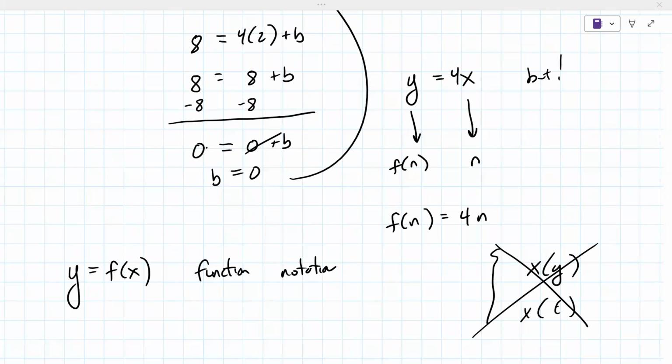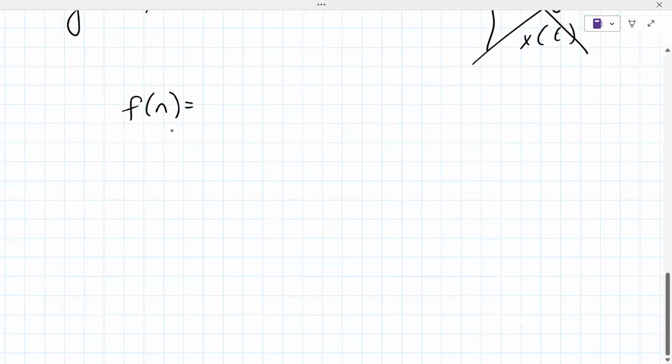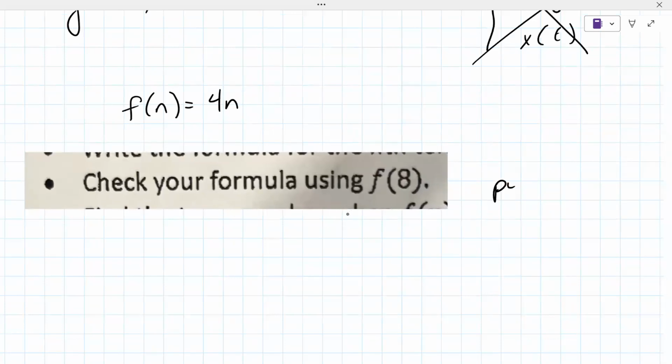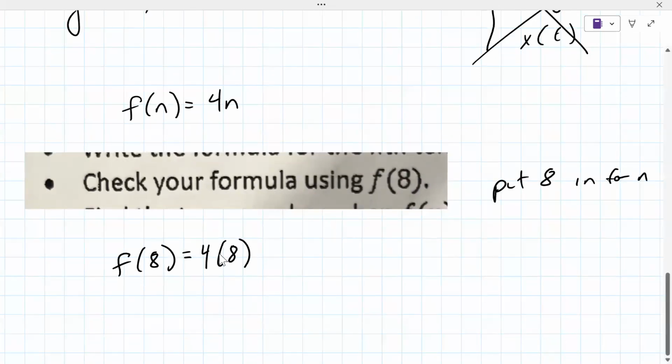If I could go back and find that, of course, I can't find it. It's on a different page. There it is. Okay. It says to check your formula. Let me snip this in here. So we have f of n equals 4n. And it says here to check your formula using f of 8, meaning put 8 in 4n. So f of 8 means wherever you see an n, put an 8. Okay. And you're multiplying here. What does that become?